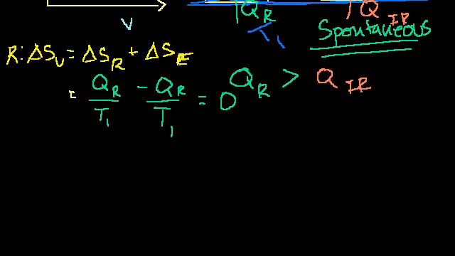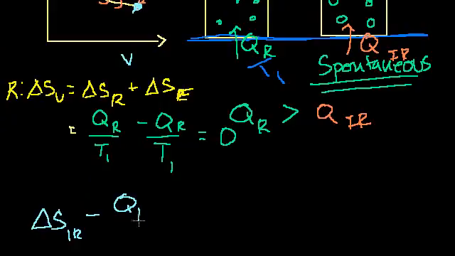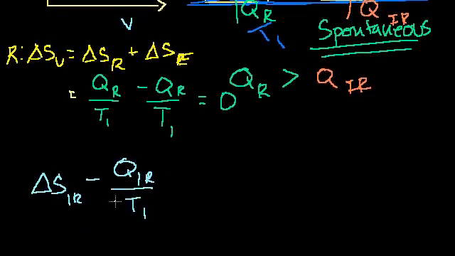So if I wanted to figure out the change in entropy of the irreversible process, what's the change in entropy of the irreversible process? And then let me subtract from that the heat that was taken away from the reservoir from the irreversible process, Q_IR. And of course, all of this over T1. What is this going to be equal to, in relation to 0? Remember, this is an irreversible, spontaneous process.